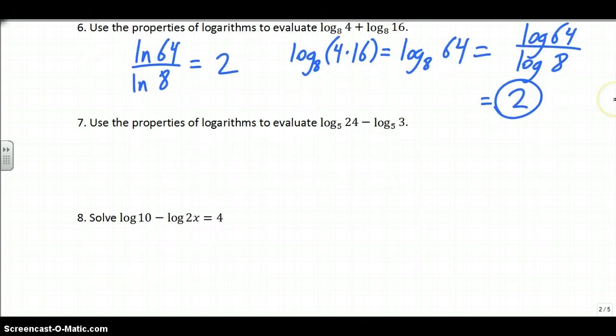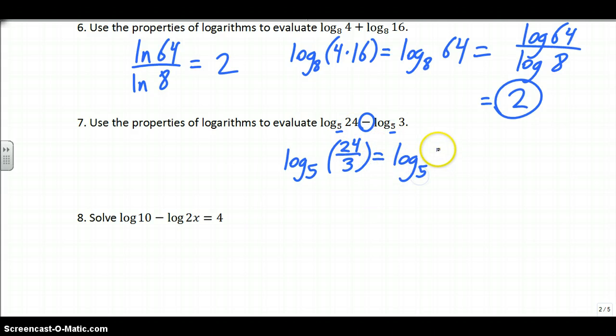Okay. Number 7, use the properties of logs to evaluate. Same thing, same base, only this time it's minus. Well, if addition was multiplication, then that means subtraction is going to be division. So this will be log base 5 of 24 divided by 3. This first one always goes on top. We can reduce: log base 5 of, 24 divided by 3 is 8.